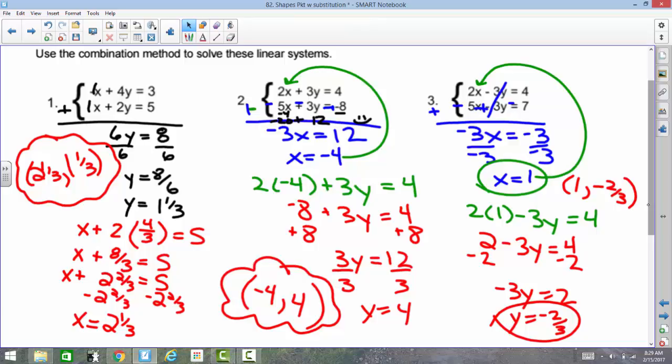And that's actually kind of easy to plug in. 5 times 1 is 5. 3 times -2/3 is -2, and 5 minus -2 is 7. So that's definitely correct.